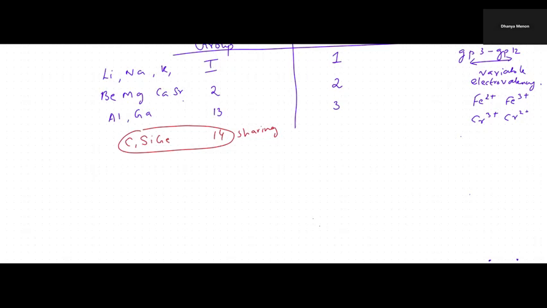Now, moving on further, group 15. Group 15 is nitrogen, phosphorus, arsenic.